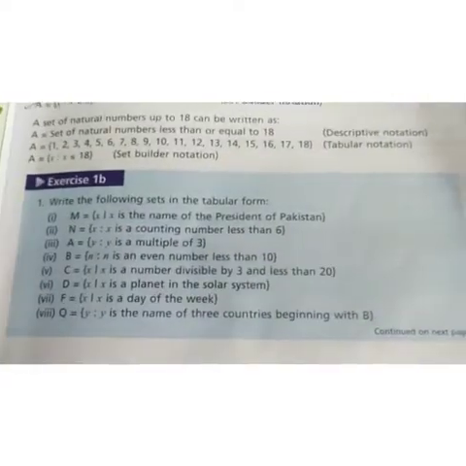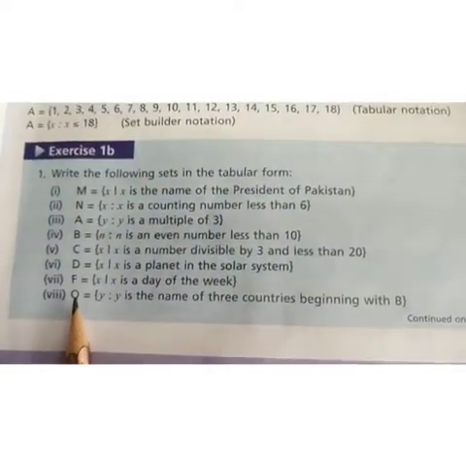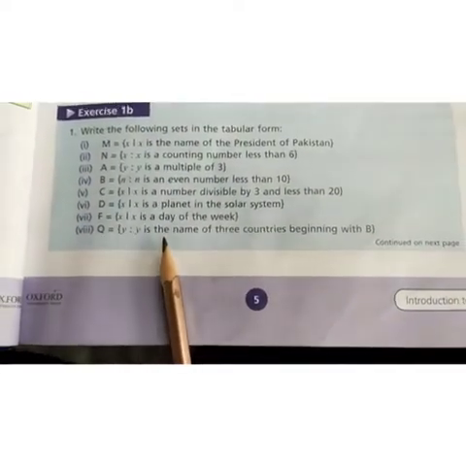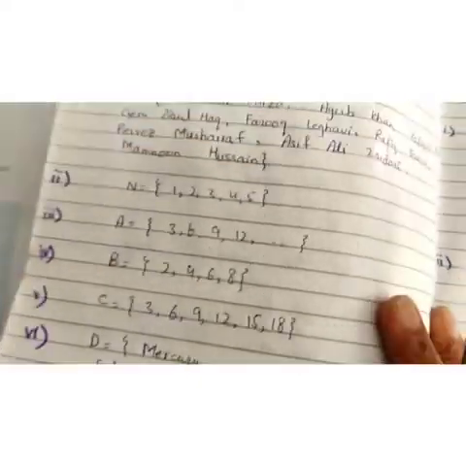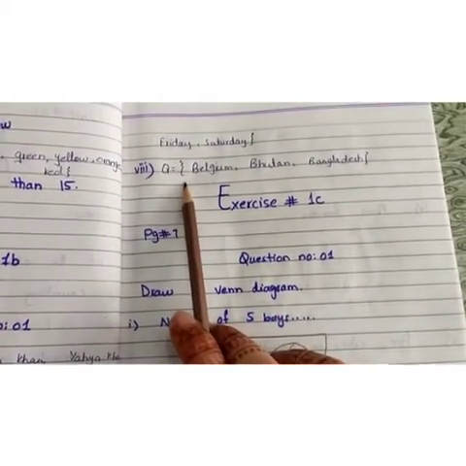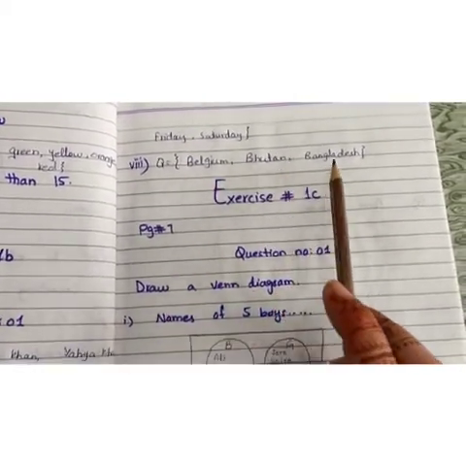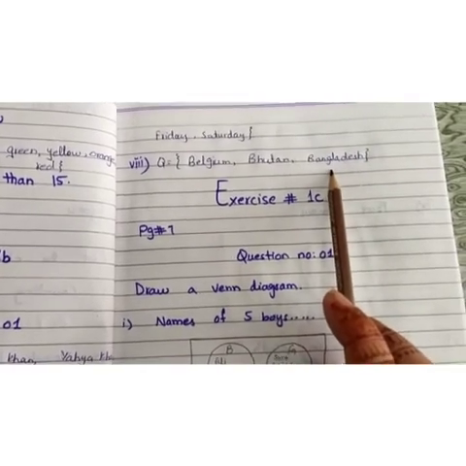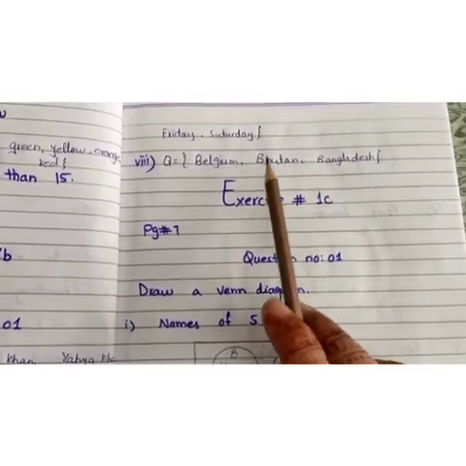And the last part is Q is a set of y such that y is the name of 3 countries beginning with B. Q is a set of Belgium, Bhutan and Bangladesh. You can write any 3 names beginning with B.